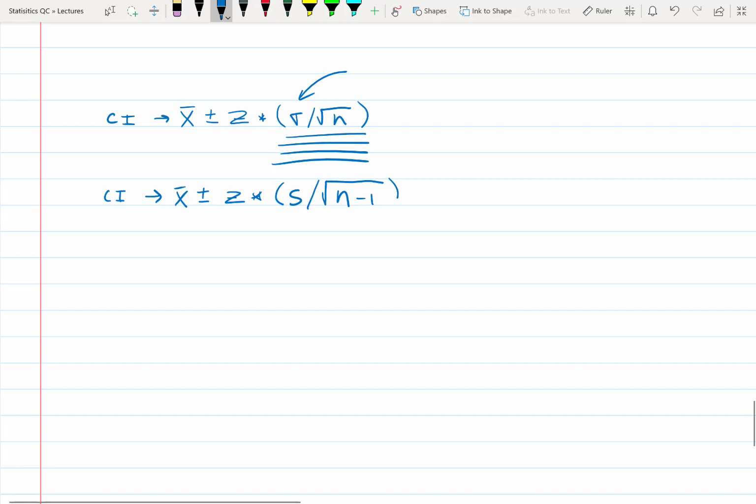We have to adjust the denominator of the standard error equation to take into account the fact that we're only estimating the standard deviation of the population using the standard deviation of the sample, and that we don't actually have the true population standard deviation. Okay, with that said, let's tackle our first problem.